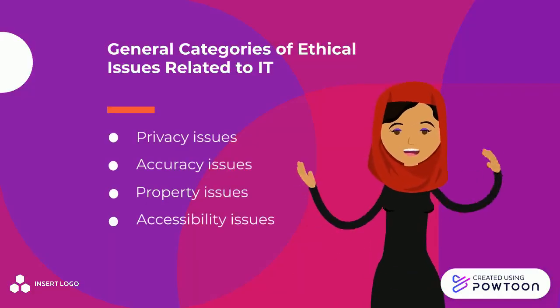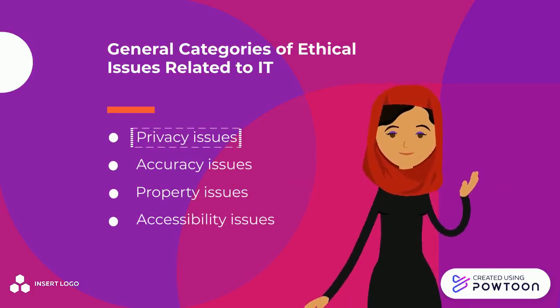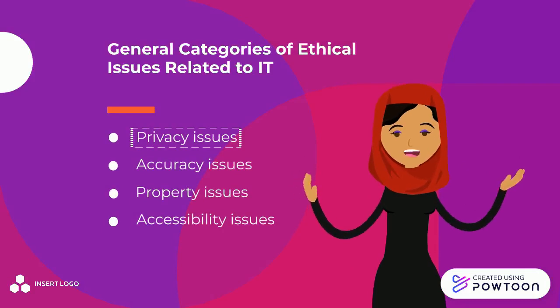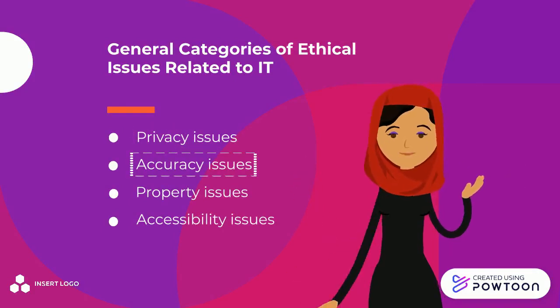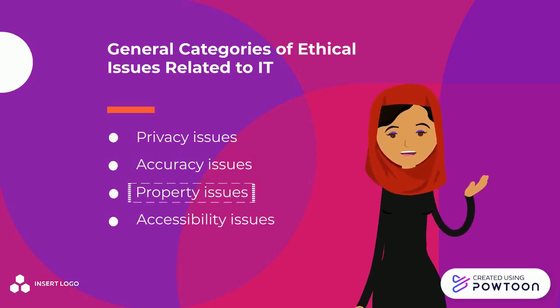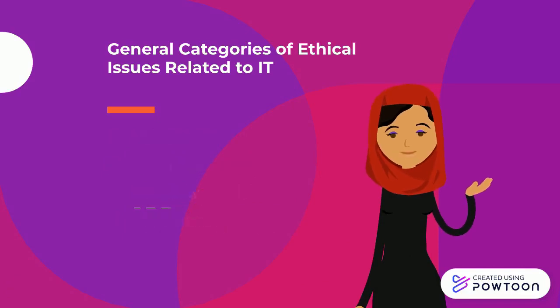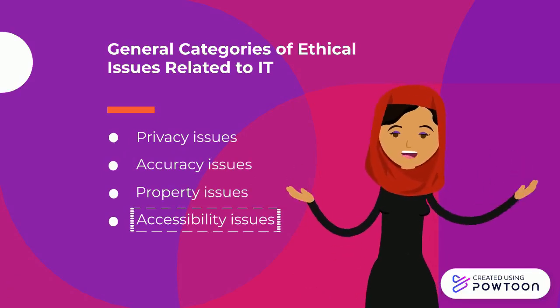General categories of ethical issues related to IT include privacy issues such as collecting, spreading, storing, and selling information about individuals; accuracy issues such as authenticity and correctness of collected and processed information; property issues such as ownership and value of information; and accessibility issues such as who should be authorized and if a fee should be paid for access.